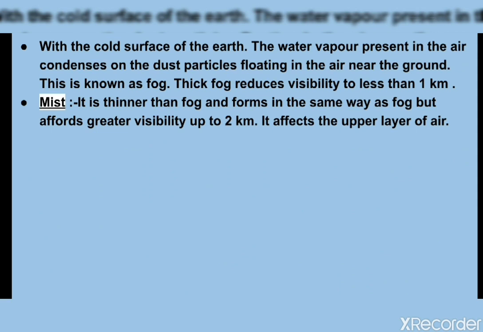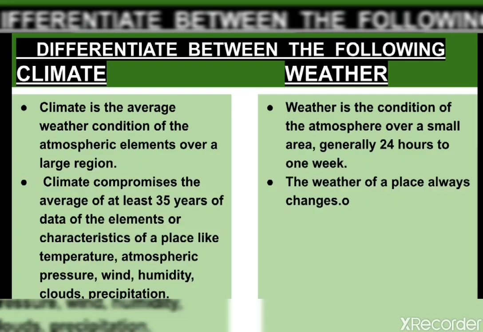Next, mist. It is thinner than fog and forms in the same way as fog, but affords greater visibility up to 2 kilometer. It affects the upper layer of the air. Next, we will do differentiate. So the first question, differentiate between the following. Number 1, climate and weather.